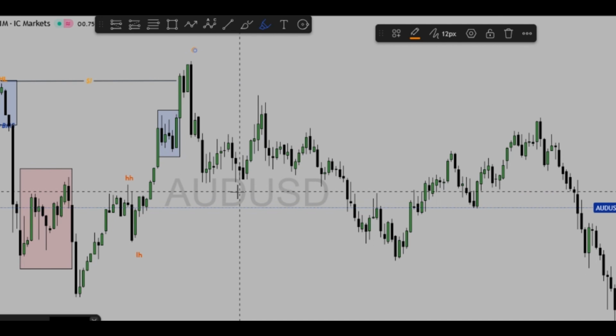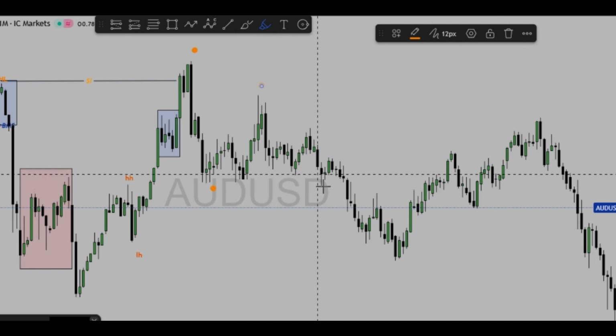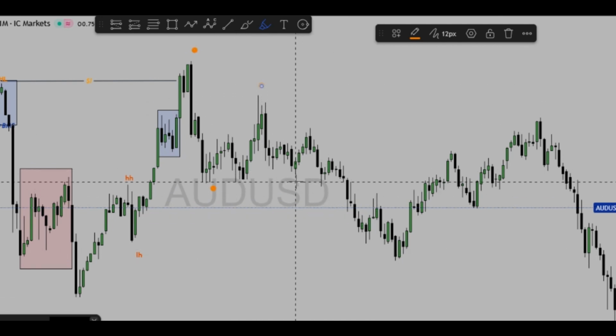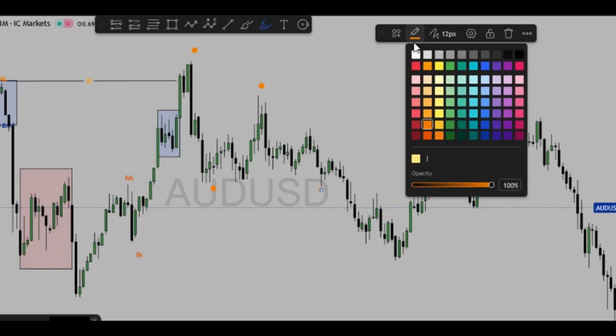Remember, once minor structure is broken, it begins the formation of internal structure for that major structure. So going down, we will be trading.